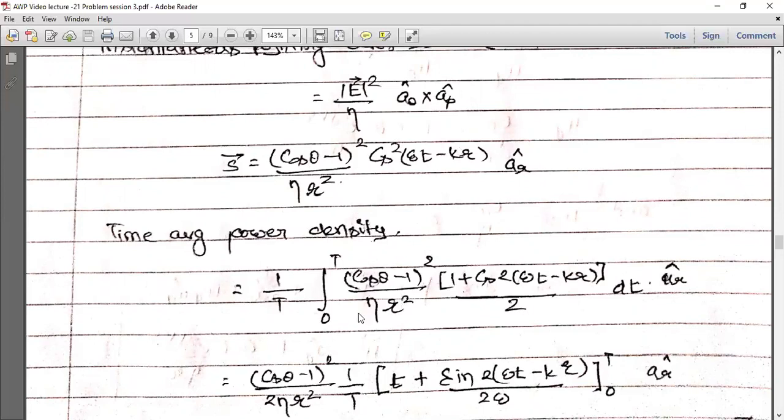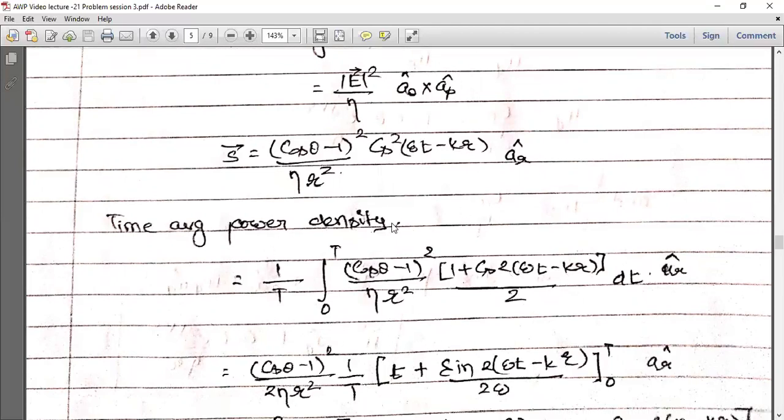Suppose the interval for the wave starts at time t equals 0 and completes at time capital T. In that case, the total power propagating in that interval will be given by the integral from 0 to T of the power density over time. This is the total power. Our objective is to find the average power density, so we have to multiply this by 1 upon T, dividing by the time for which you have added all the power densities. This will give you the time average power density.